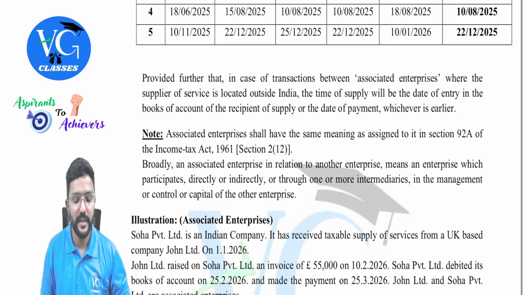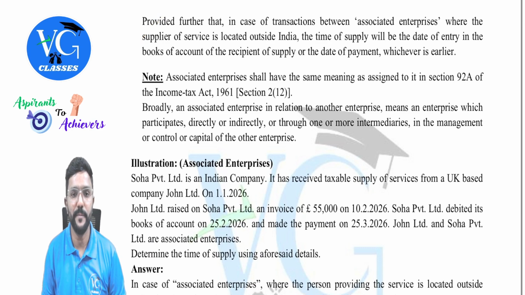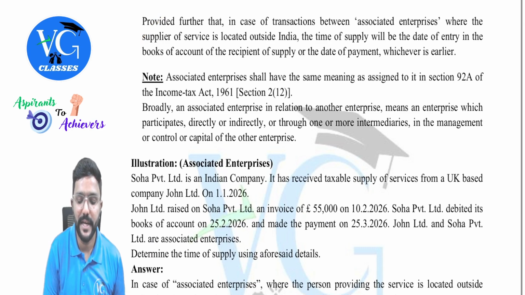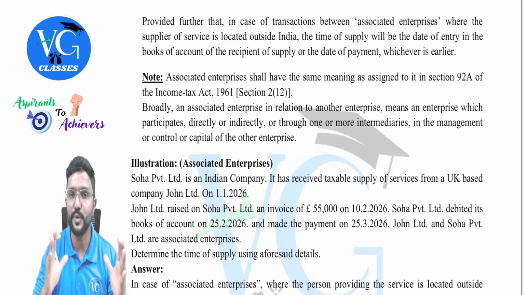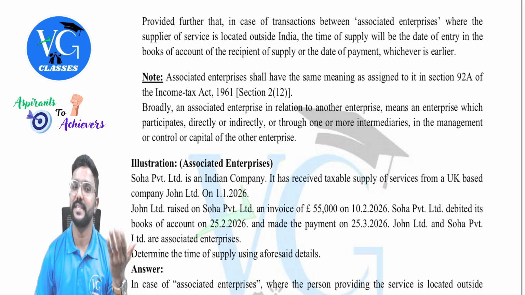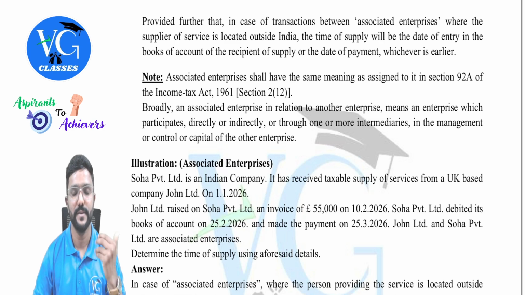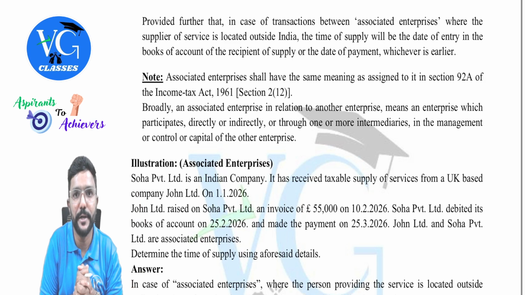Oh, fine. There is one more proviso to subsection 3. Provided further that in case of a transaction between associated enterprises, that is, the supplier and recipient are associated enterprises, and the supplier is outside India, that means it is nothing but import of services. Recipient is in India, supplier is outside India, and they both are associated enterprises.